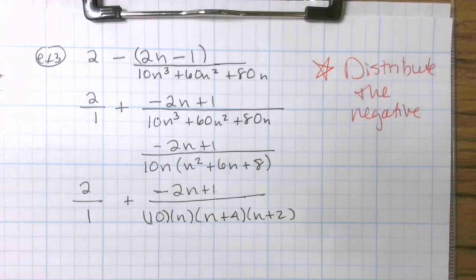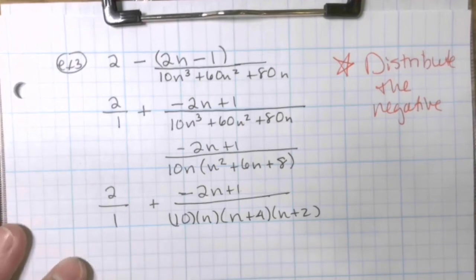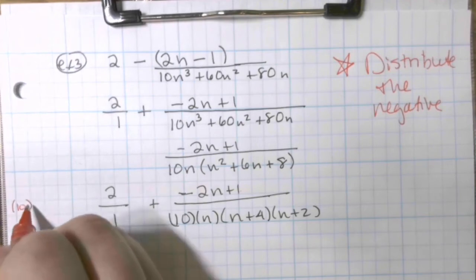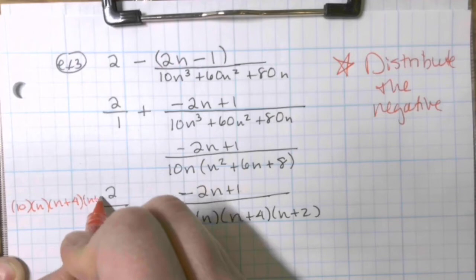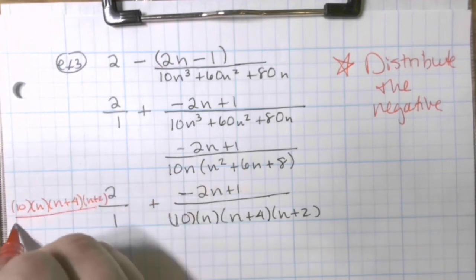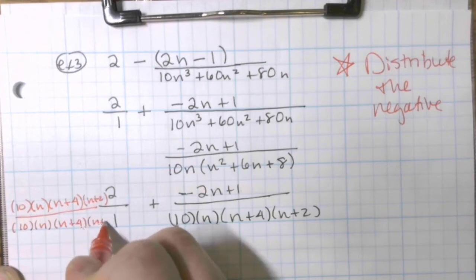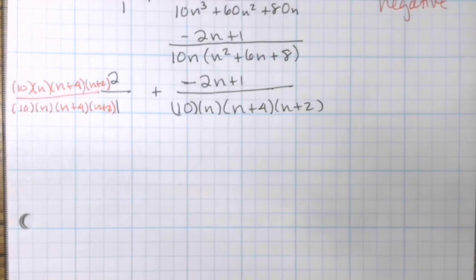So the denominators are factored completely, so I'm going to need to multiply the first one by that whole denominator over itself. So I'm going to multiply by 10 n plus 4 n plus 2 over itself, 10 n plus 4 n plus 2. A lot to squeeze in there. Now that they have a common denominator, you're going to add or subtract the tops over one denominator.